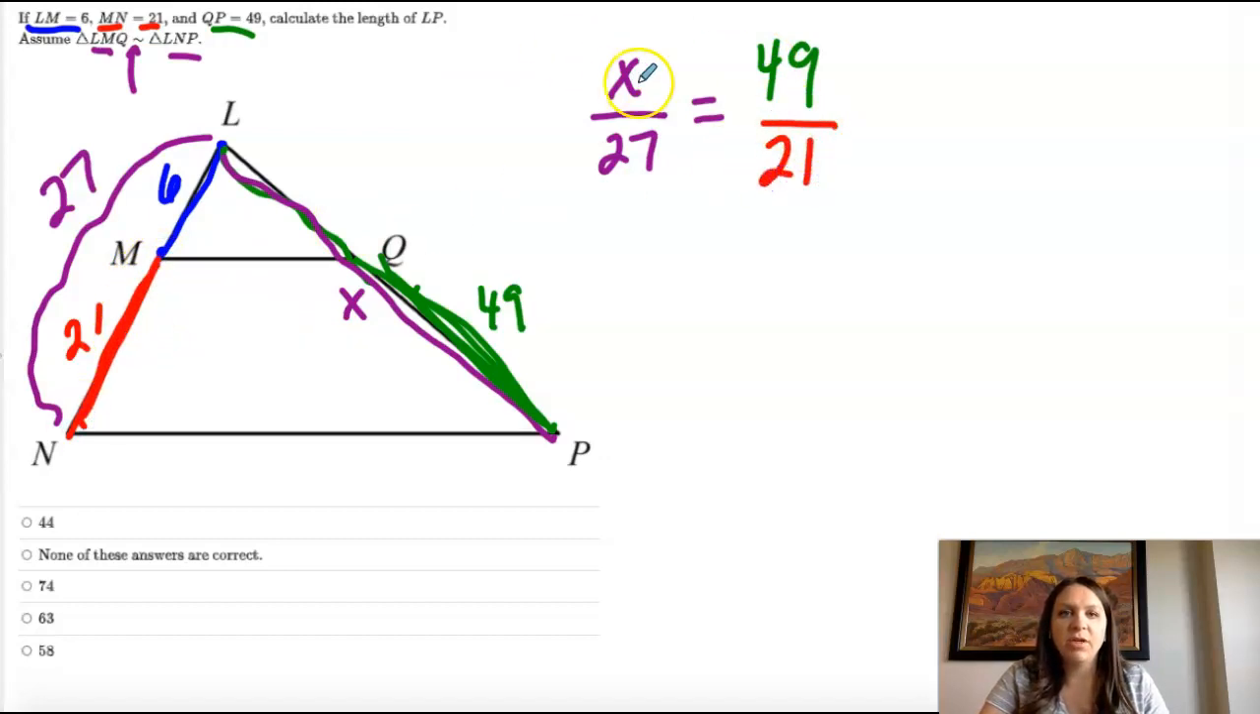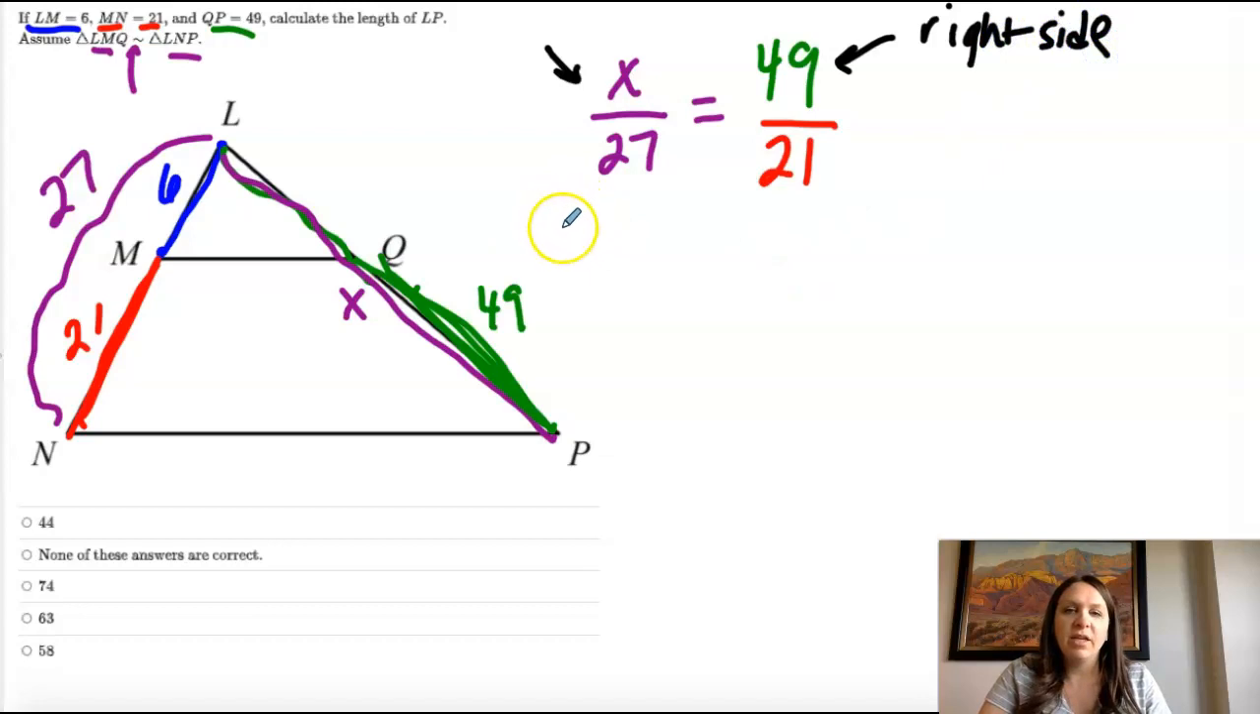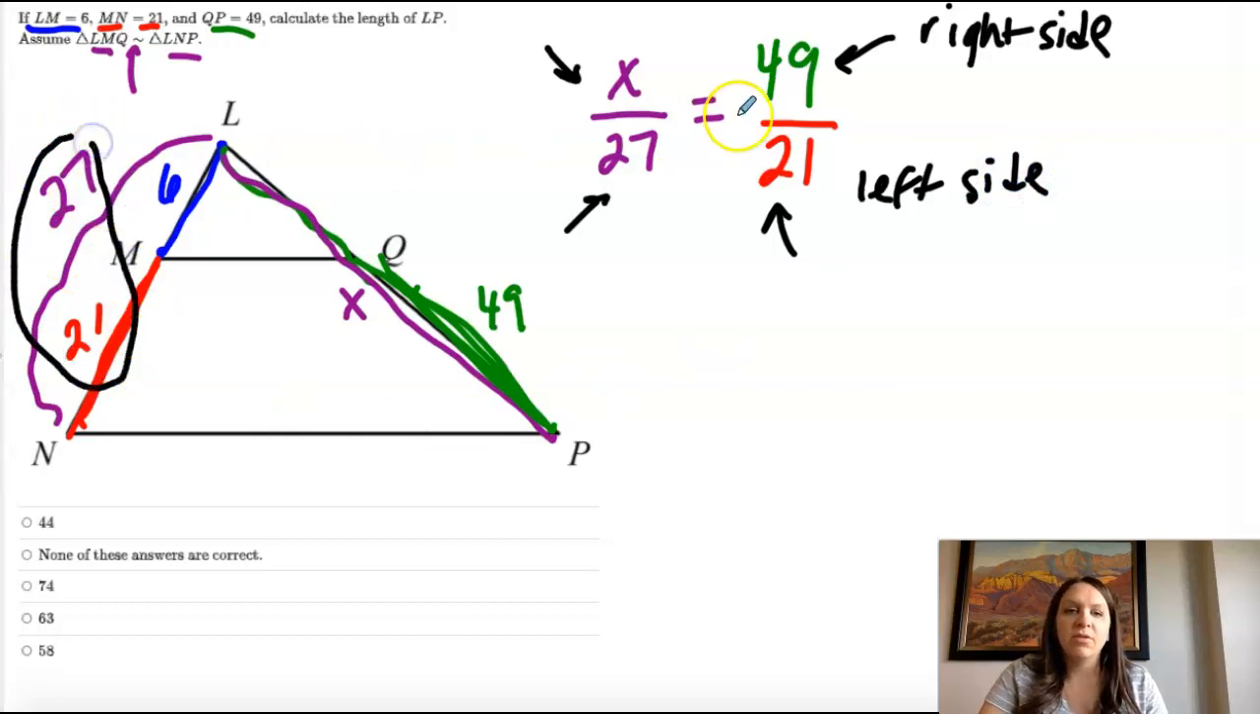One thing to notice, look at how X and 49 both came from the right side. And then 27 and 21 came from the left side of my picture. Those are right here. So that keeps everything balanced on the equal sign. You want to make sure you do that. And now once it's set up, we solve.